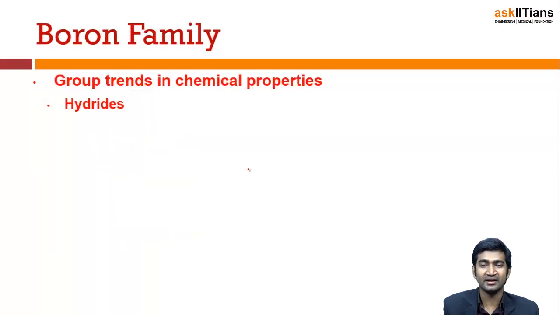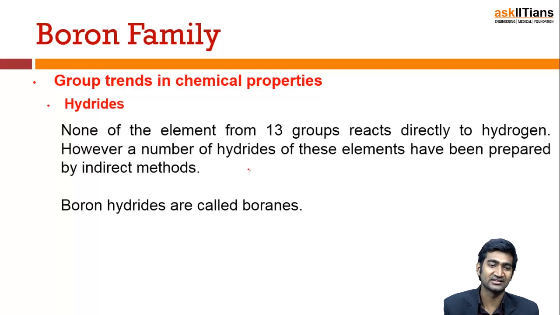Then chemical property trends. First is hydride formation. If I talk about group 13 elements, they do not react directly with hydrogen, but indirectly they react. Indirectly how? By giving them conditions such as high temperature or concentrated solution, they form hydrides.